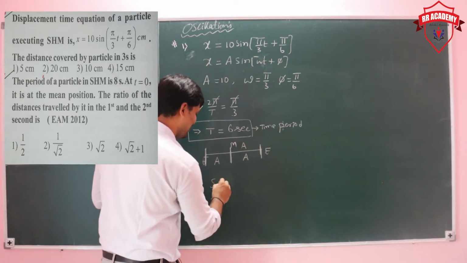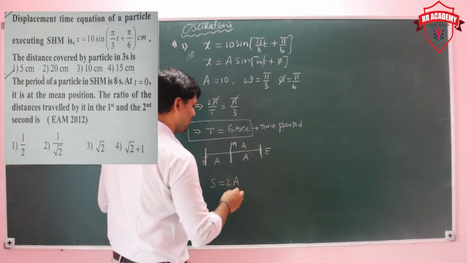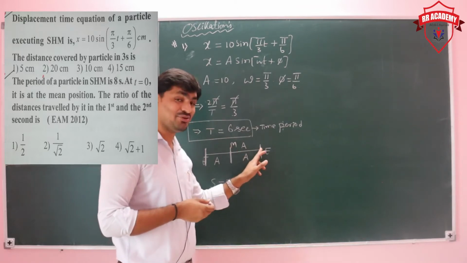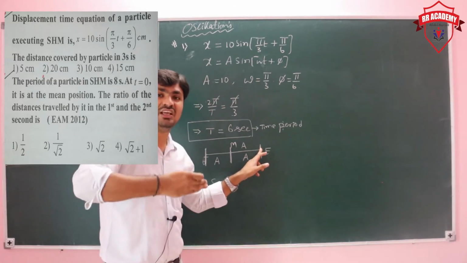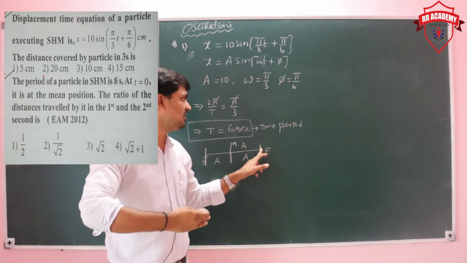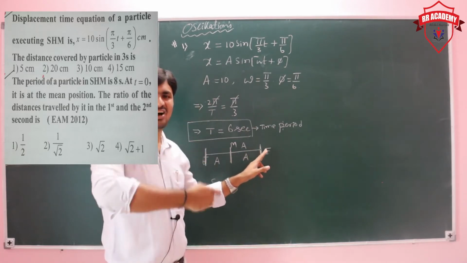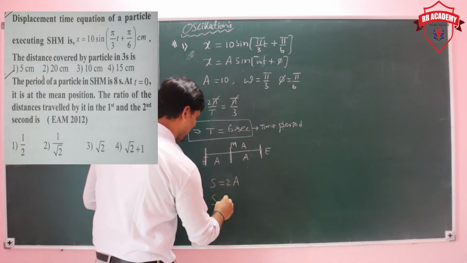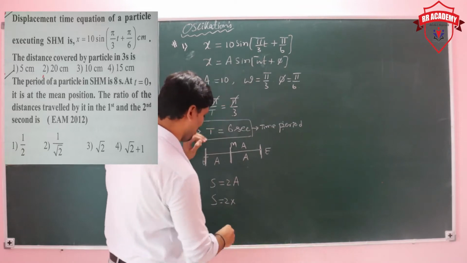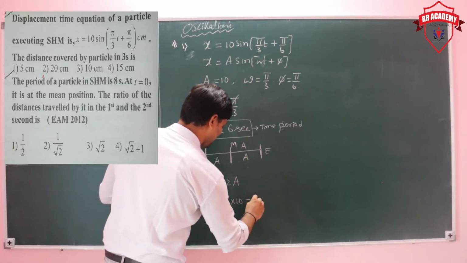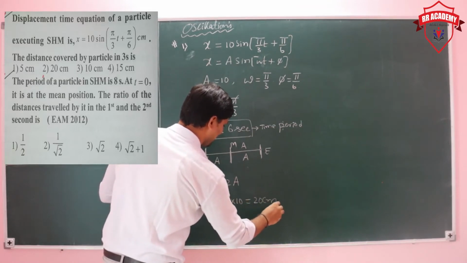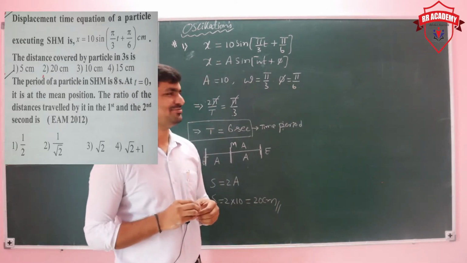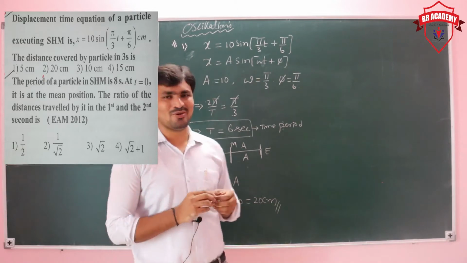So the total distance traveled is equal to 2 into a, from here to here. It is half of the oscillation, not a full oscillation. So that is 2a. Then the distance traveled is equal to 2 into 10, which is equal to 20 centimeters.